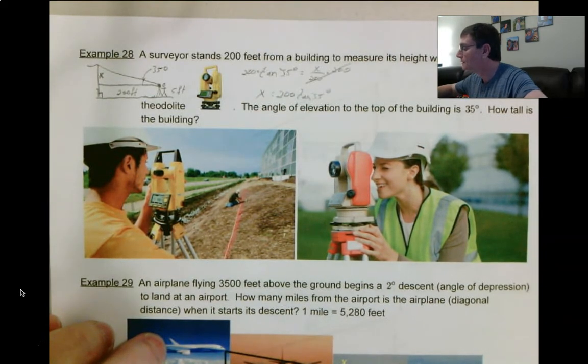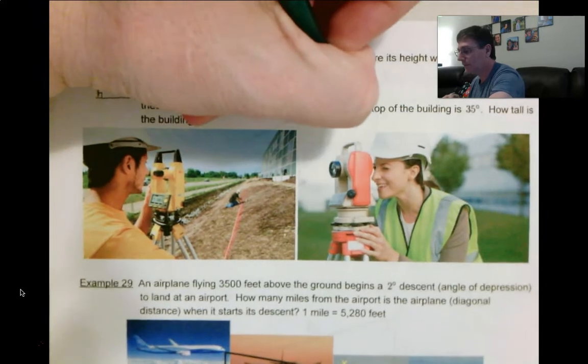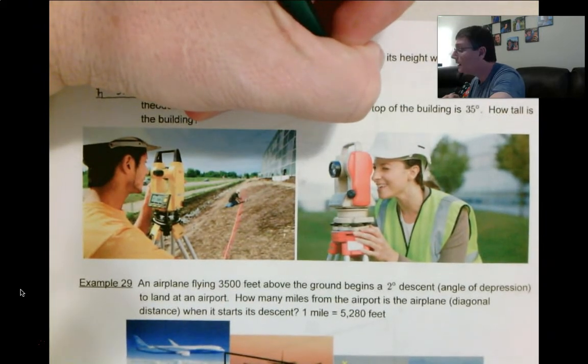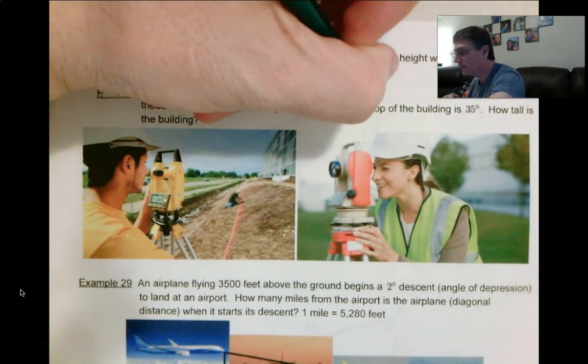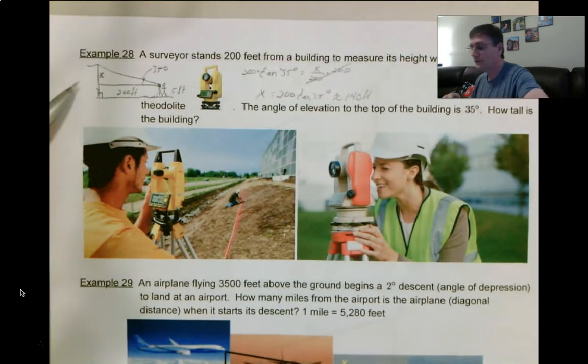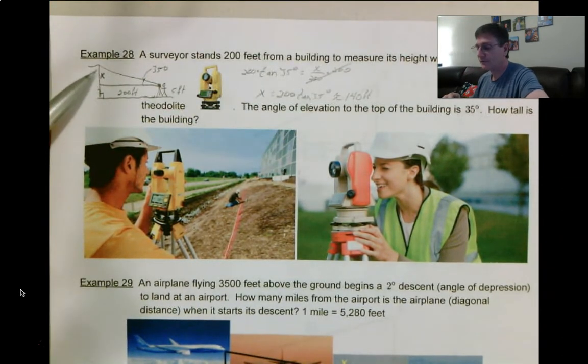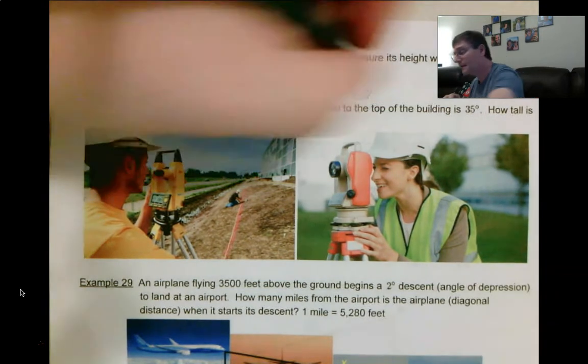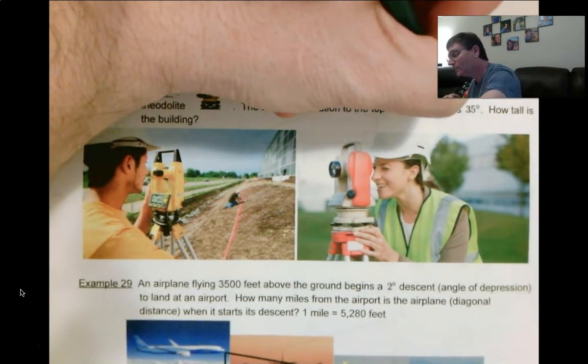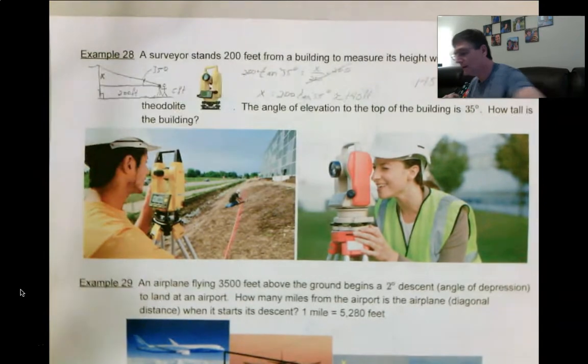200 times tangent 35, and we get approximately 140 feet. Remembering that x is not the final answer. The final answer is to add 5 feet to that. 145 foot tall building.